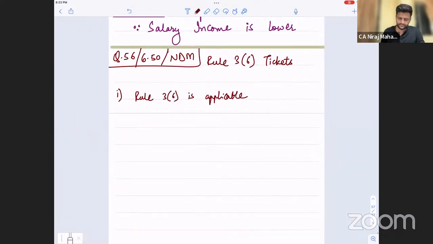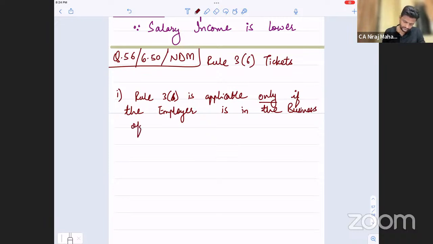Rule 36 is applicable only if the employer is in the business of transportation. Is in the business of transportation.